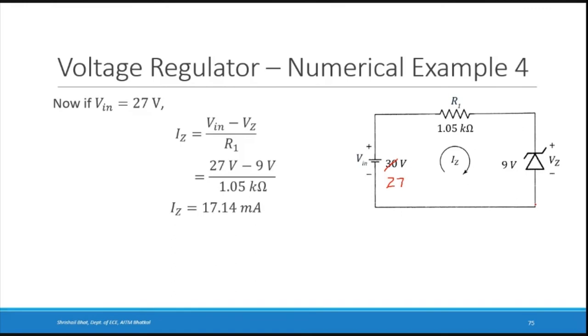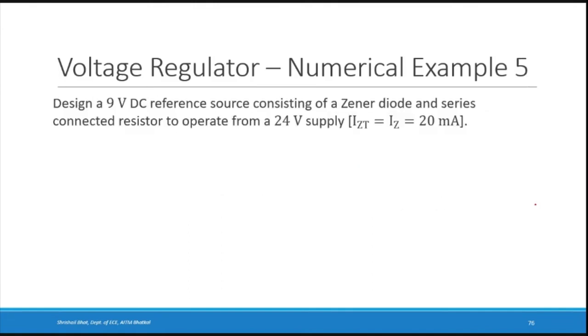So this is another example. This is also asked in the previous question paper. A similar one is asked. You are asked to design, in this case, a 9-volt DC reference source consisting of a Zener diode and a series connected resistor to operate from a 24-volt supply. It is also given that IZT or IZ is 20 milliamps. So you are asked to design a DC reference source.